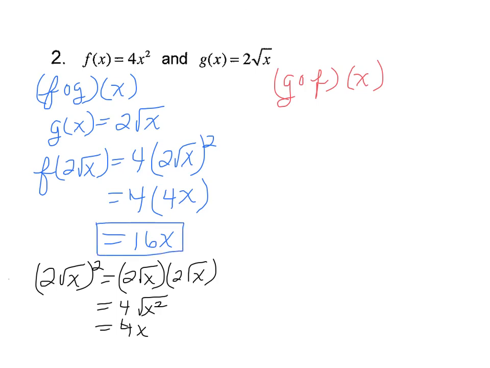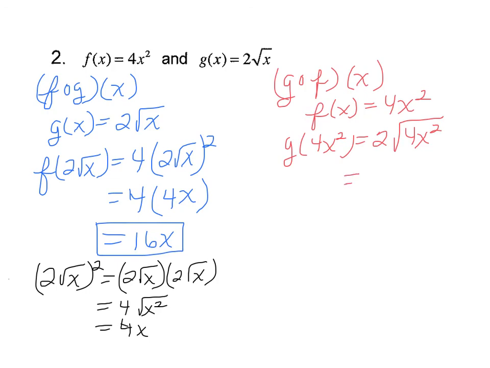Okay. Let's find out now what g of f of x is. Well, f of x is 4x squared. So therefore, g of 4x squared is going to be 2 square root of 4x squared. All right. Square root of 4 is 2. Square root of x squared is x. So we get 2 times x, which is 4x. Do the compositions have the same answer? No, they are not. So in this case, f of x and g of x are not inverses.